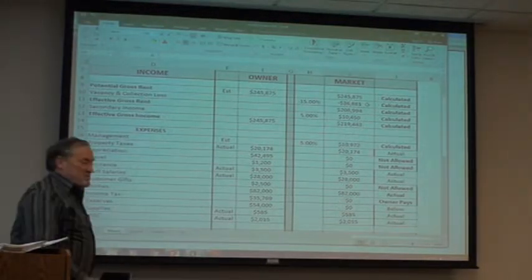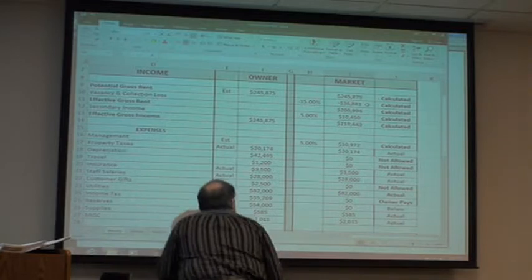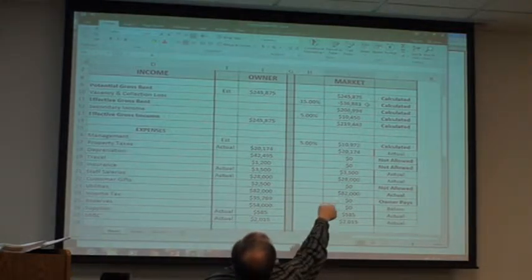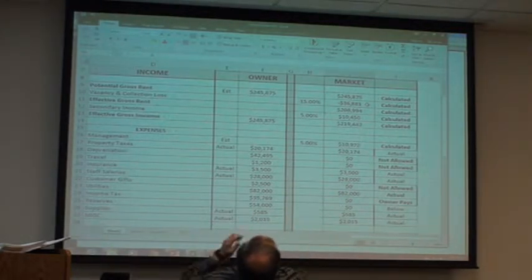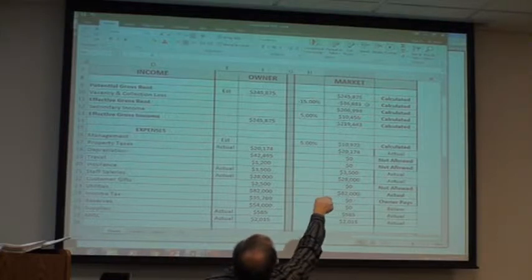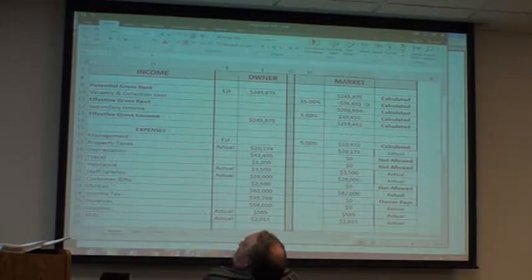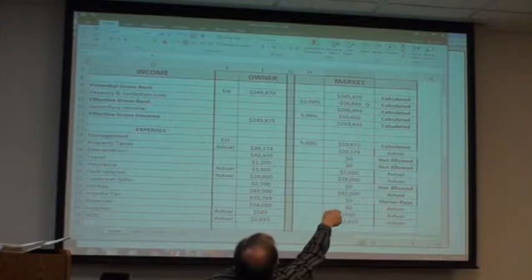We allowed those, okay? So then we took out the 15% for the B and C. We added 5% back for secondary income. Then we took out 5% for management off the EGI.